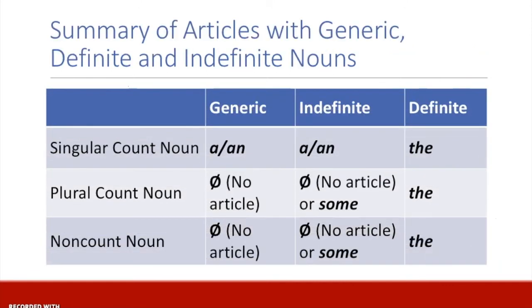Here's a summary of articles with generic, definite, and indefinite nouns. So there's a similar chart in the previous video. This one adds the column of generic. So we can see that generic and indefinite are very similar. It's the same for singular count nouns, and it's similar for plural and non-count nouns. The only difference is that for indefinite nouns we can use some, but for the generic noun we do not use some.